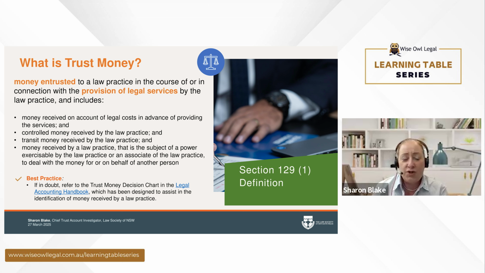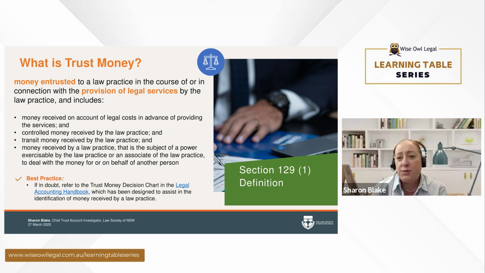So, what is trust money? Well, trust money is money entrusted to a law practice in the course of or in connection with the provision of legal services by the law practice. And it includes money received on account of legal costs in advance of providing the service, and controlled money received by the law practice, transit money received by the law practice, and money received by a law practice that is subject of a power exercisable by the law practice or any associate of the law practice to deal with the money for or on another person's behalf.